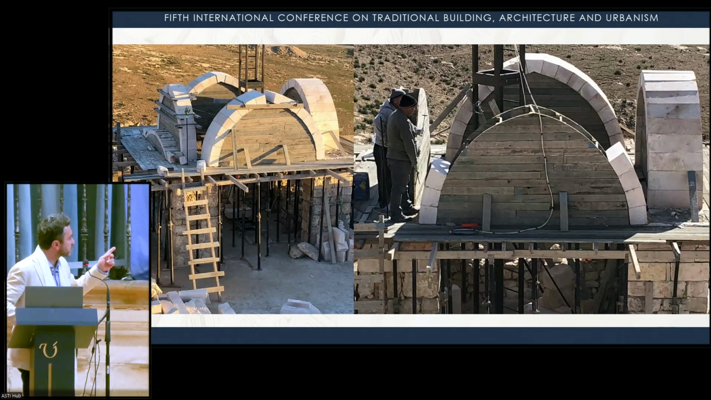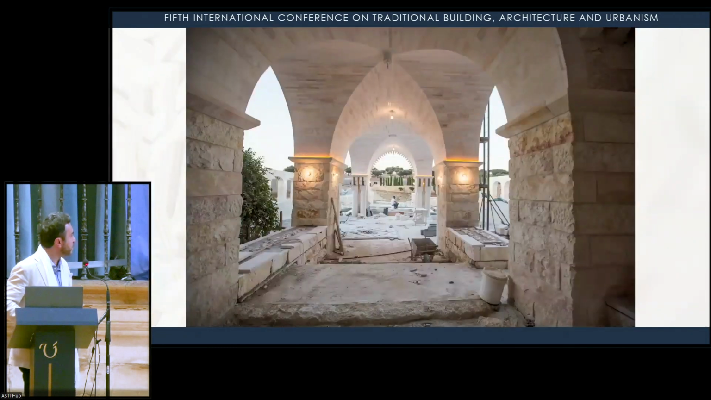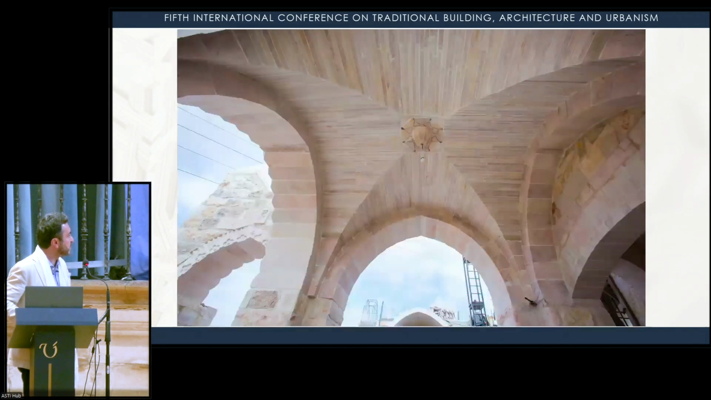This rendering shows cross vault details. We built 4 arches, and we use a crane with an electrical motor to carry the heavy stones and put them in place. Another cross vault example.